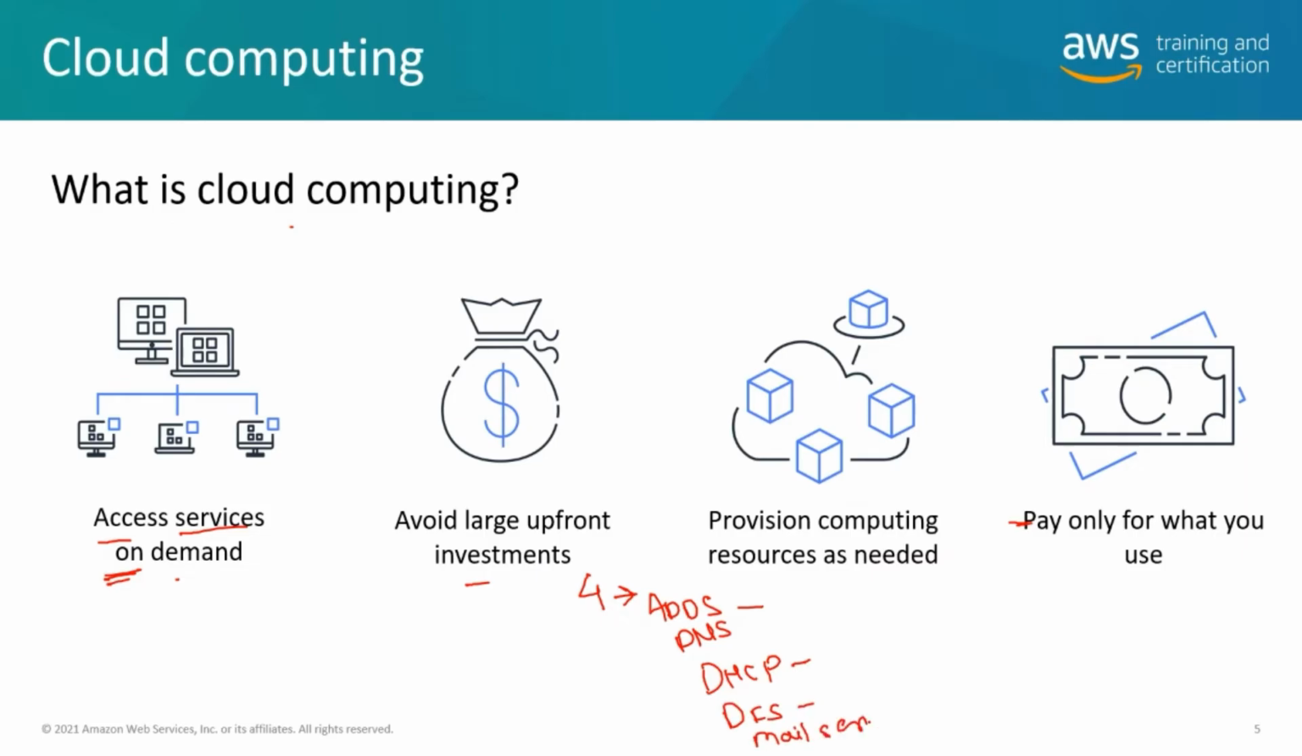For all these servers, I need to purchase the hardware first. Then on top of that hardware, I need to install the OS. I need to purchase a license for the OS. Then I start working on that. So that is my capital expenditure. That gets avoided when you are deploying your infrastructure in cloud computing.